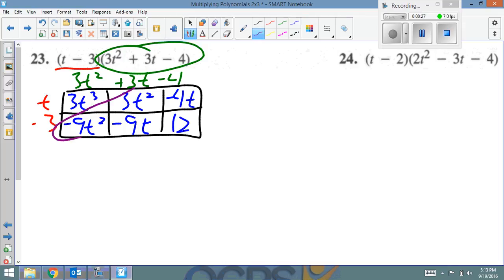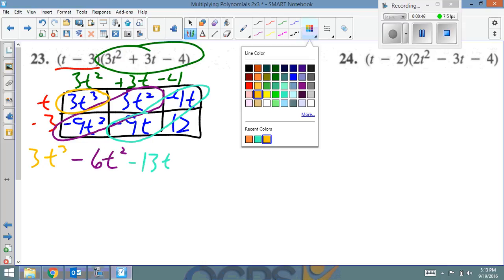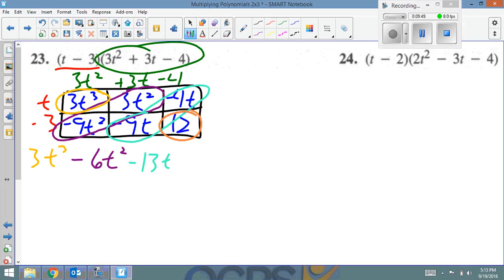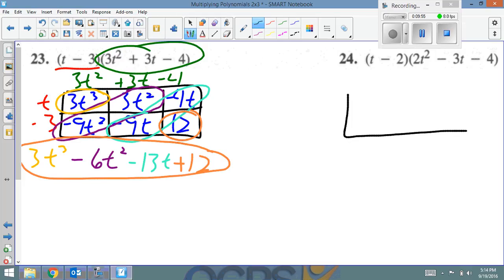We're always going to add diagonally like this. 3t squared plus negative 9t squared is negative 6t squared. Negative 9t plus negative 4t is negative 13t. 3t to the third is going to go in the front. 12 is going to go in the back. We're almost done. Got a couple more.